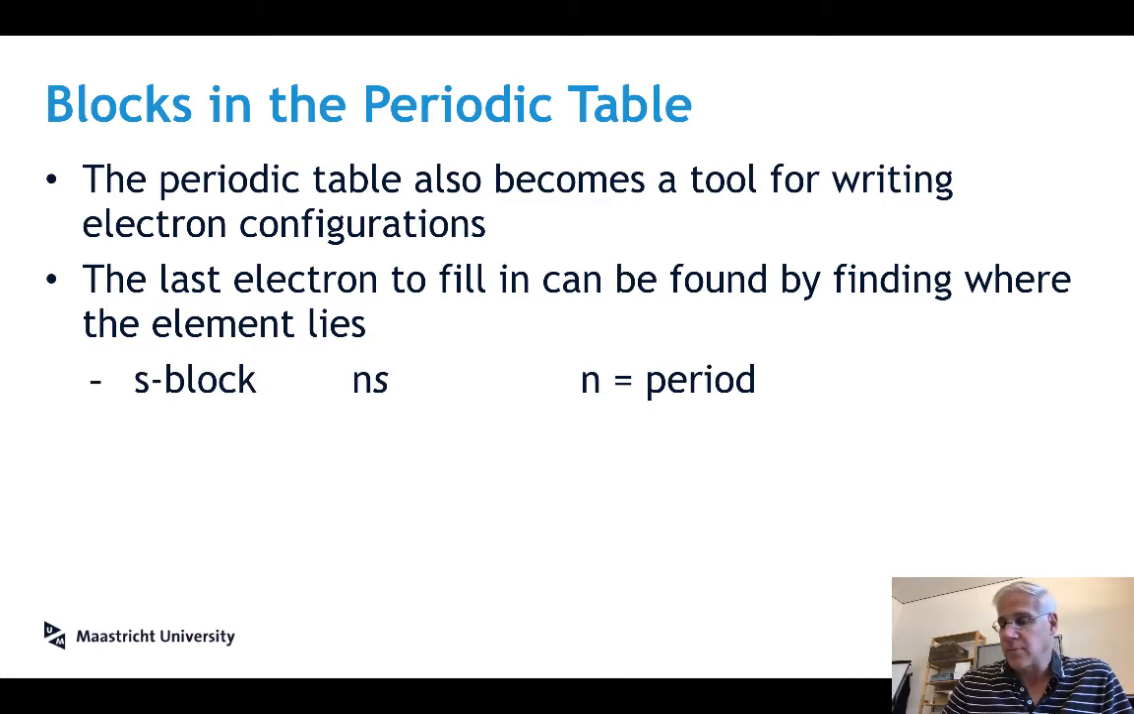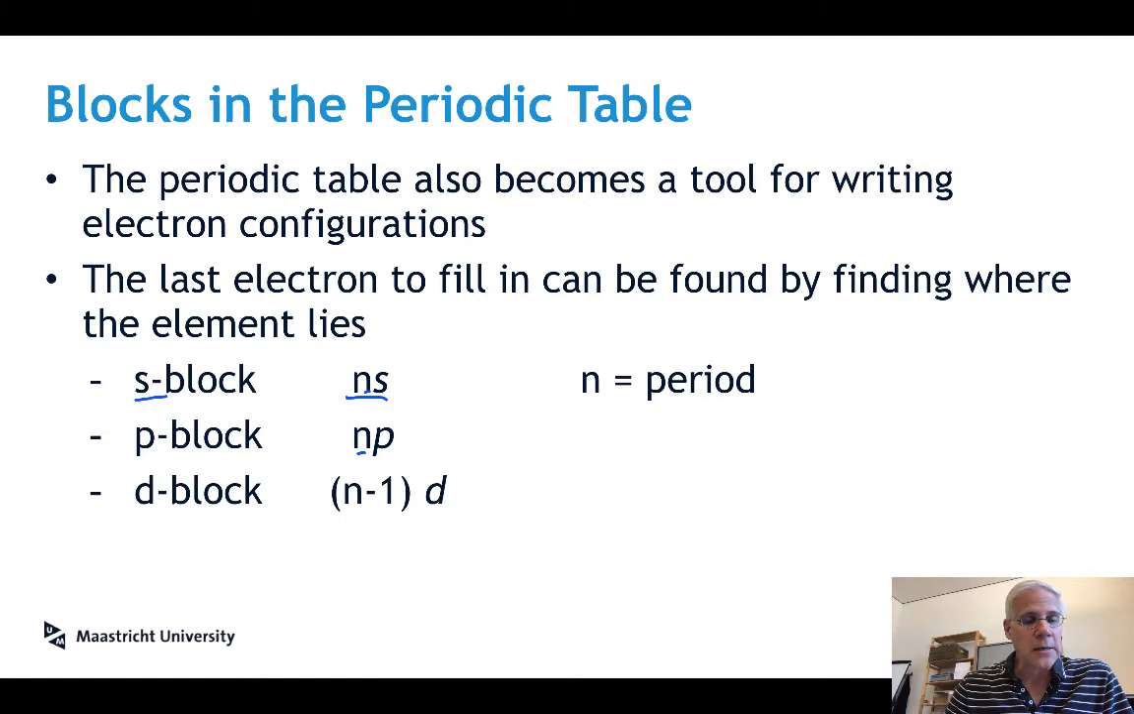So we have different blocks in the periodic table. We have S blocks, and those fill in as nS, where n is the period. So as I'm in period 2, I'm filling in the 2s. If I'm in period 5, I'm filling in the 5s. In the P block, it's also fill in as nP. So as I'm in period 4, I'm filling in the 4p. If I'm in period 2, I'm filling in the 2p, etc.